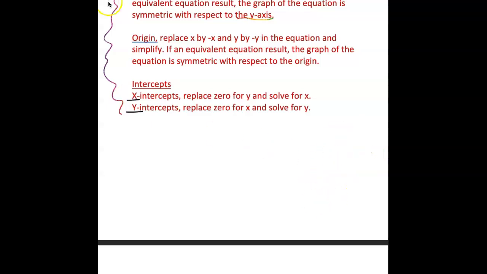Okay, so now I'm going to look for intercepts. I'm going to look for the y-intercept first, which is weird, because I usually always do x. So I'm going to substitute 0 for the y.